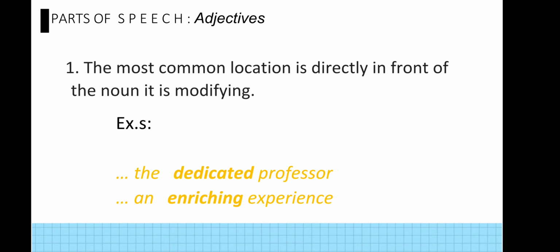Next, the dedicated professor. An enriching experience. Here, professor is described as a dedicated one. Dedicated professor. Next, what kind of experience? Enriching. So we see here adjectives in front of the noun it is modifying.